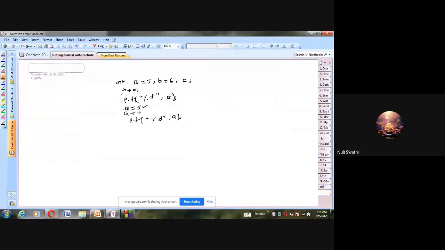This time, a plus plus, I'm saying 5. Some people are saying 6. Now the answer is 6 only. In both the printf cases, the answer is 6 only. Here it is 6, here also it is 6.